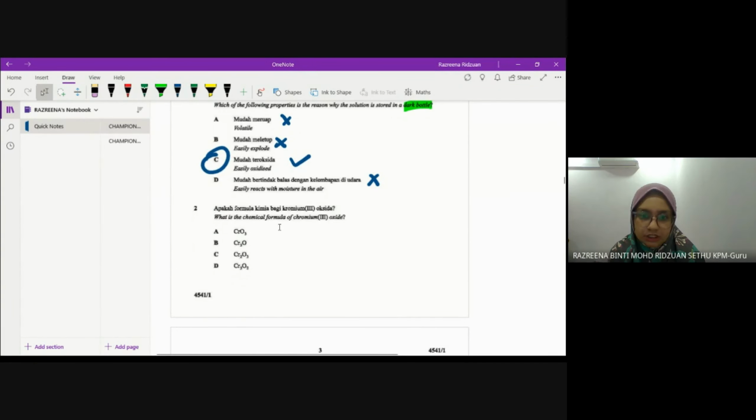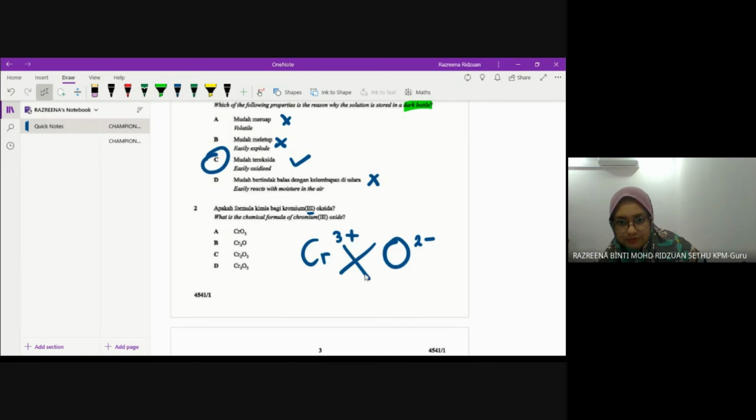Question 2. What is the chemical formula of chromium(III) oxide? Chromium is Cr. The moment they give you the oxidation number 3, that means it's 3 plus, and oxygen is 2 negative. So when you cross them, what do you get? Cr2O3. Answer is C.